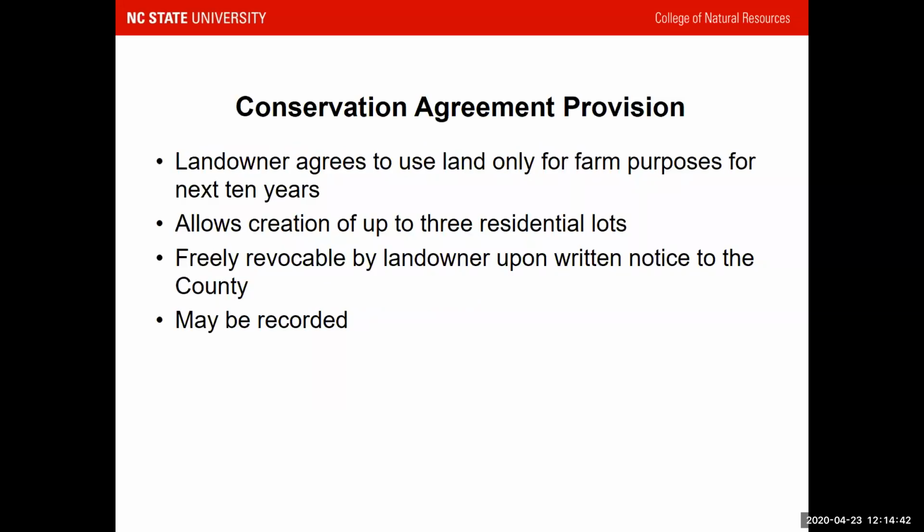So one thing about the program we haven't discussed in full detail is that as a part of the voluntary aspect of the program, the landowners agree not to develop or change their land use for the next 10 years. But with that agreement, they're not precluded from developing residential lots, let's say for their family. So up to 3 of those are allowed. Because it's a voluntary program, the VAD allows landowners to withdraw upon written notice. And these agreements may or may not be recorded under the typical program.